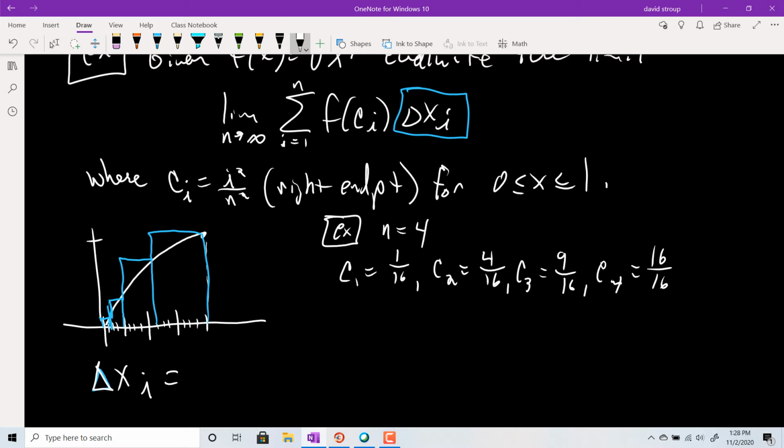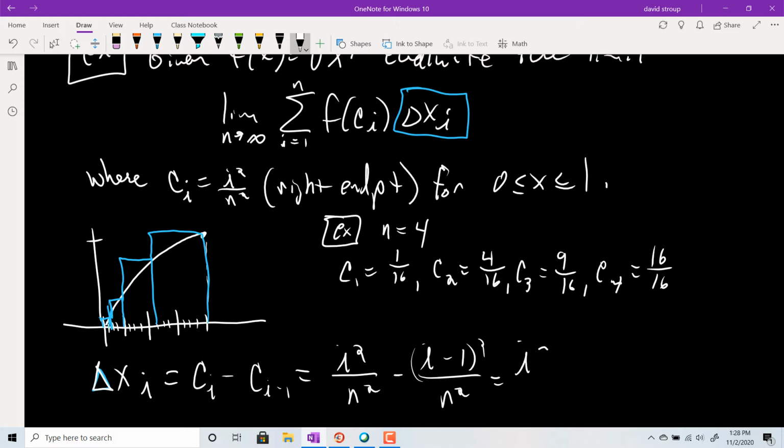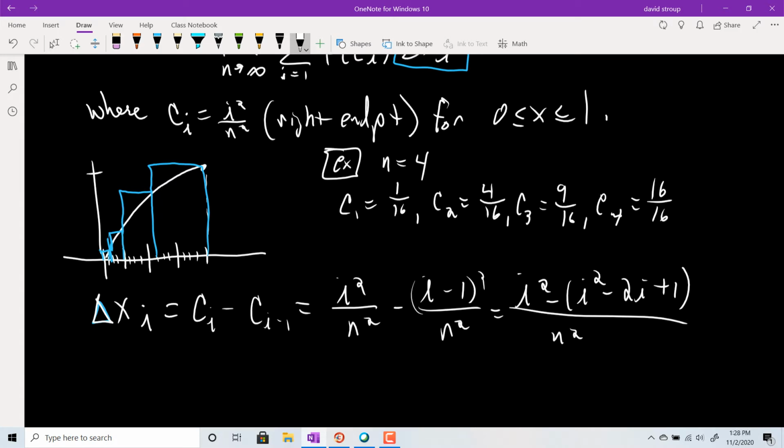So what do we have? X sub i, or in this case, c sub i minus c sub i minus 1. So that's just i squared all over n squared minus (i minus 1) squared all over n squared. So what do I get? i squared minus (i squared minus 2i plus 1) all over n squared. And if you simplify, change in x sub i will become, these cancel, (2i minus 1) over n squared.